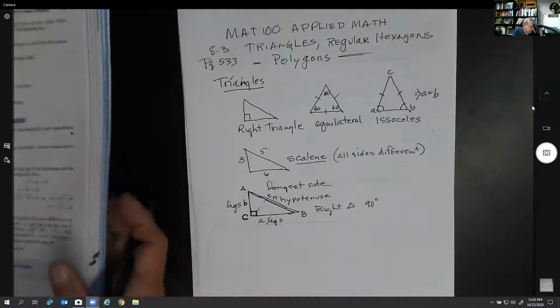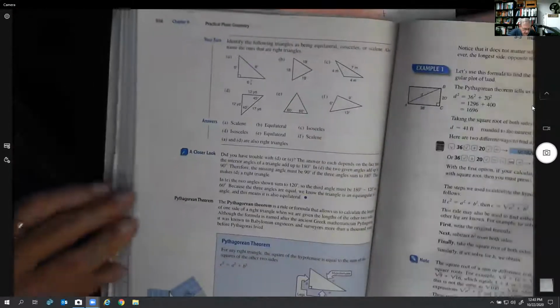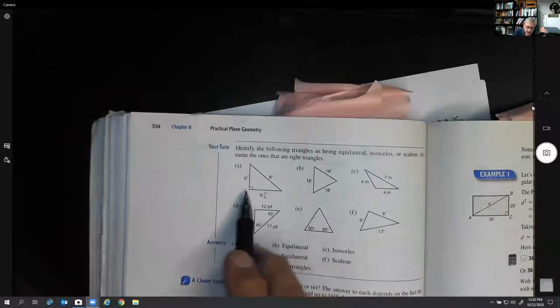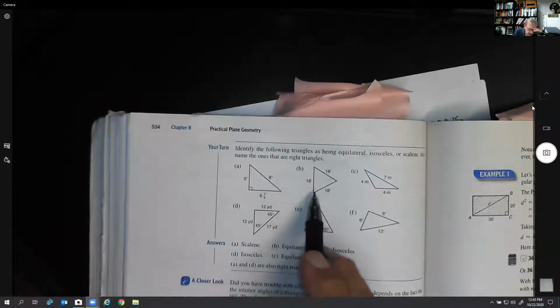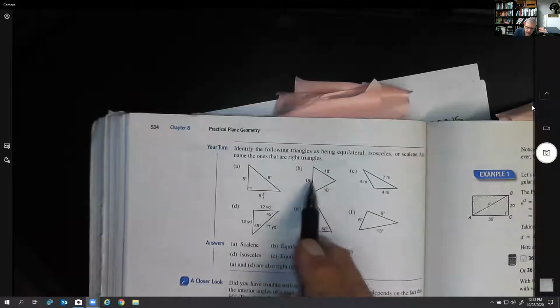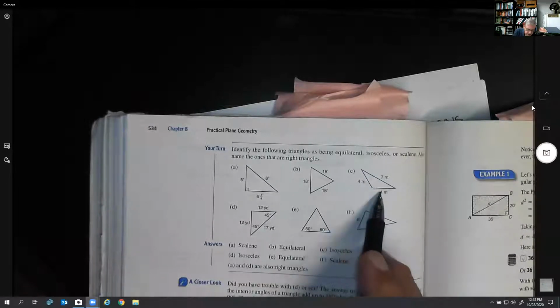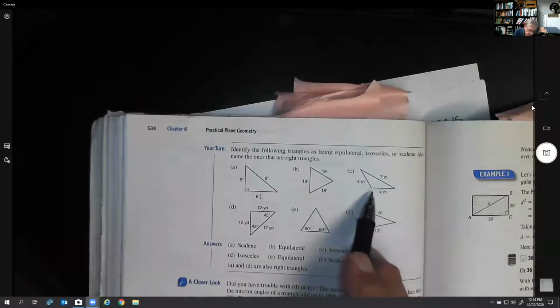So in the book, they have some problems here. Take a look. Let me put this down a little bit so you can see it a little bit better. Twist it around. Okay, there we go. This is a right triangle because you see the little box. This is an equilateral because all the sides are the same. Two of the sides are equal, so that would mean that this is probably an isosceles. Doesn't look like it the way it is, but because two of the sides are equal, this is isosceles.